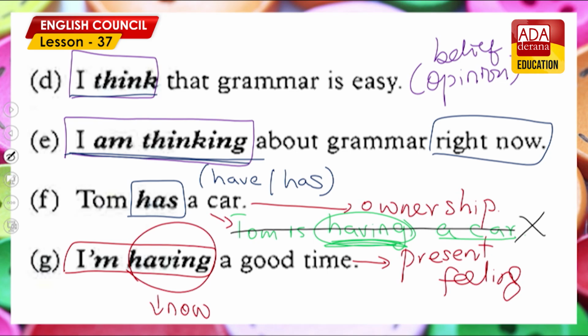I think the grammar is easy, which is about your opinion. And if you say I'm thinking about grammar, it is just at the moment I'm thinking. Otherwise, think is not an action verb, it is a state verb. But think, have, of course you can use in ing form as well, but the meaning changes when you are using it in the infinitive form.